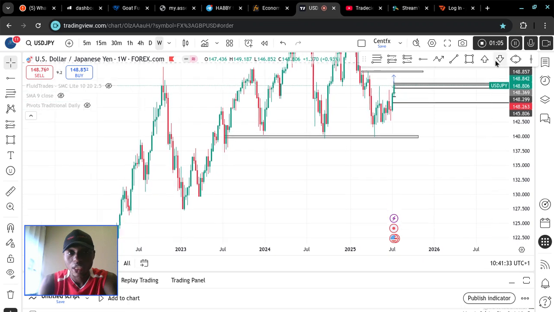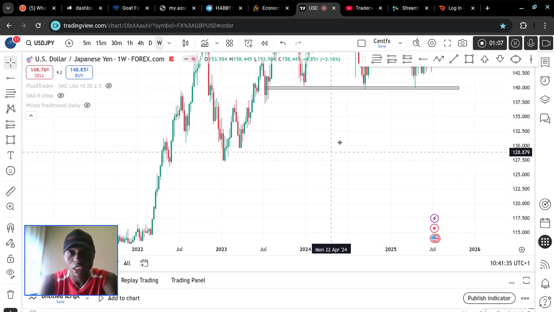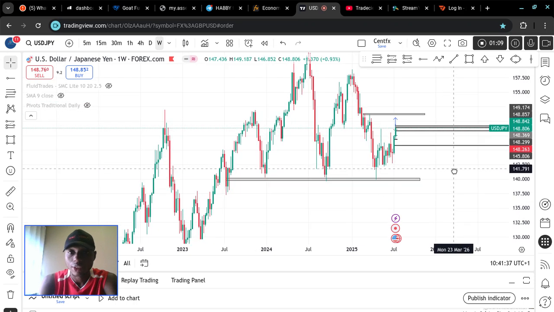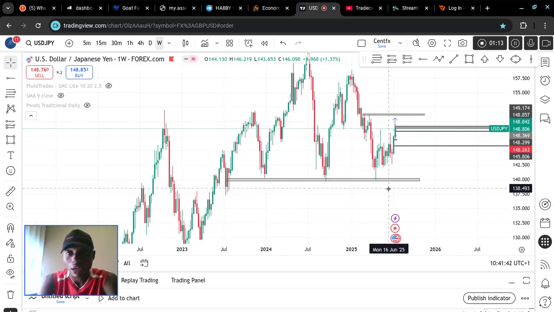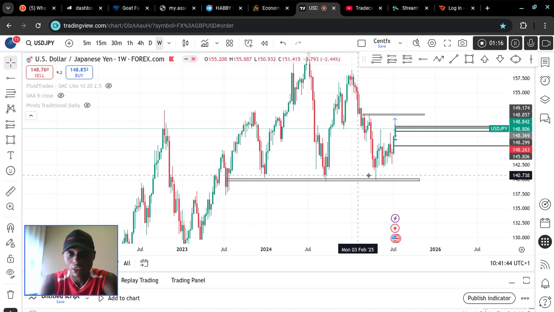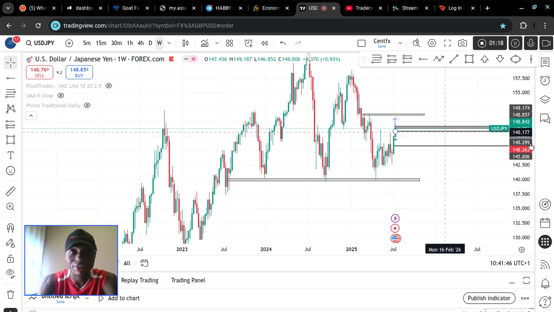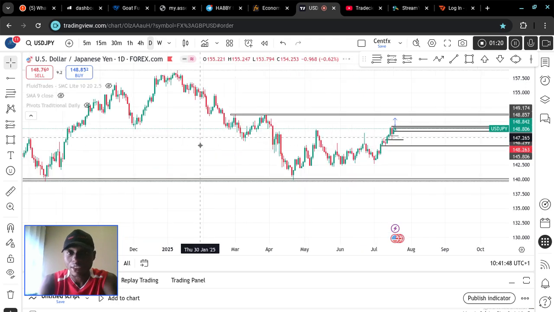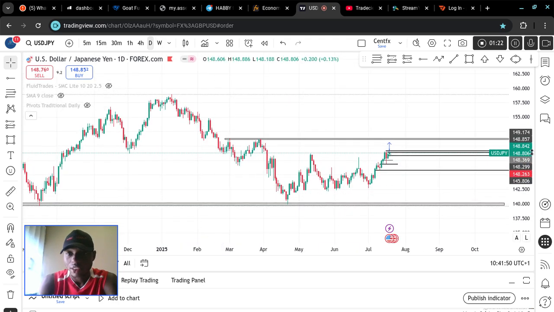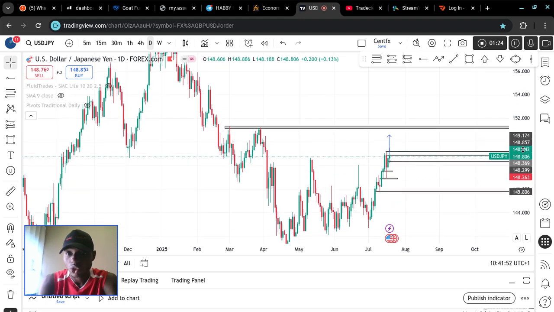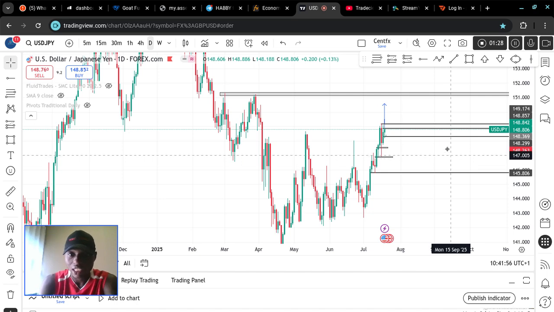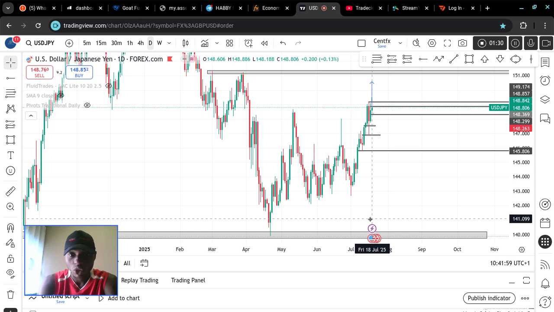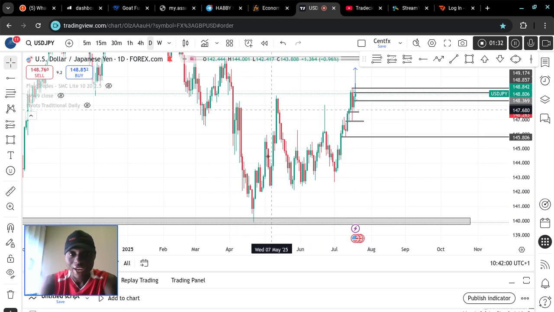So now when you go on the weekly time frame, you discover that this market obviously is an uptrend because the market has bounced from this order block here on the weekly time frame. So now let's go on the daily time frame so we can know what is going on in the market. So now on this daily time frame, you can discover that the market has given us the higher highs.